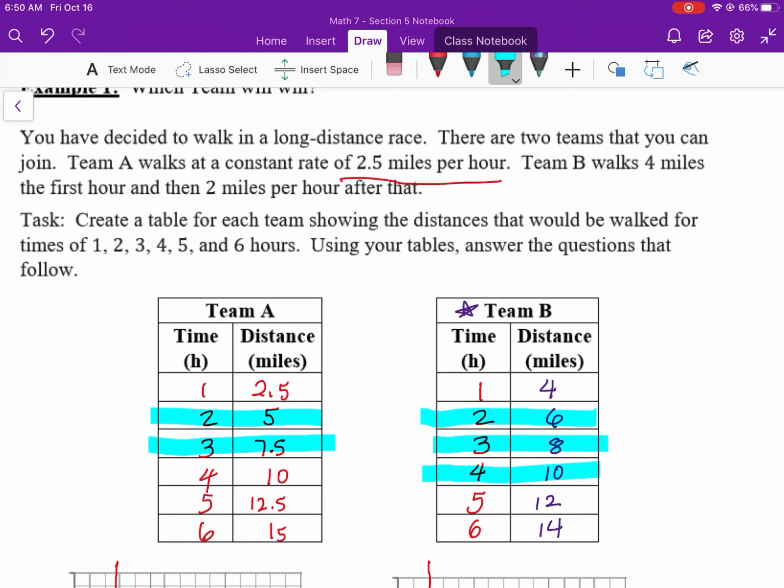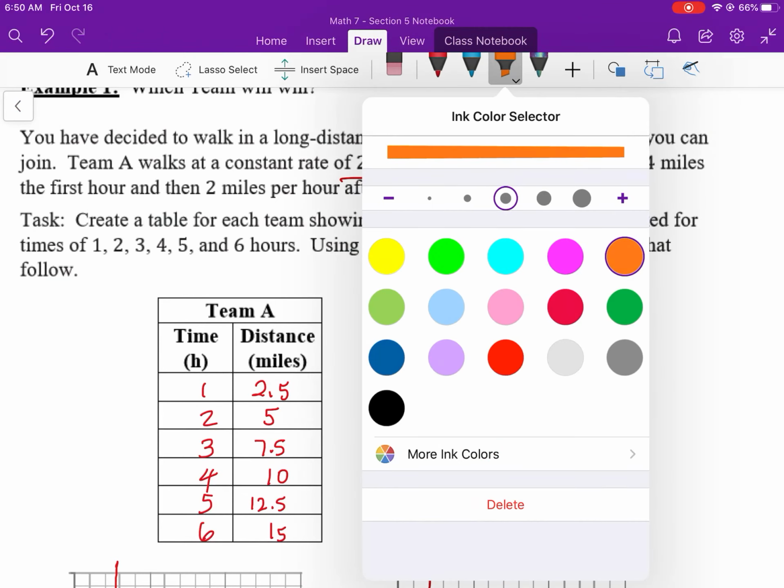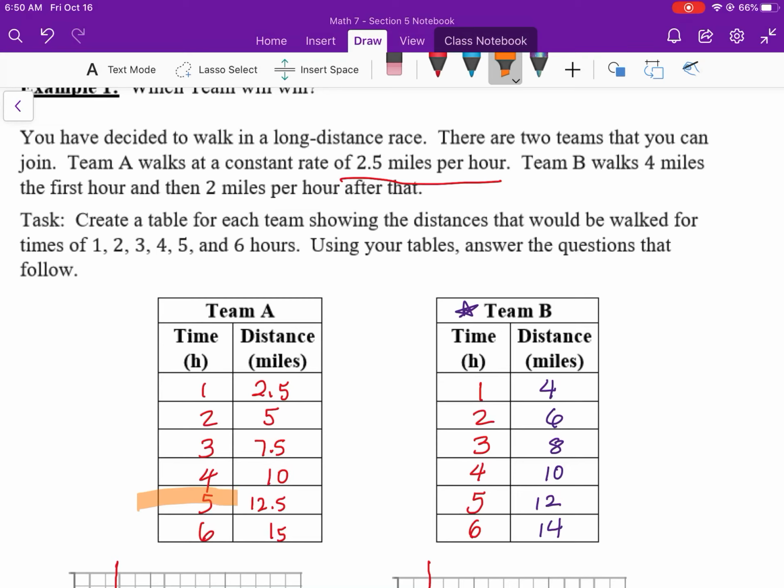But notice what happens at 4 hours. They've both walked the same amount, haven't they? They both walked 10 miles after 4 hours. And then, look what happens. Now, after 5 hours, Team A is ahead of Team B. And so on. So they cross in the middle, don't they? Yeah. So we're going to make some graphs.